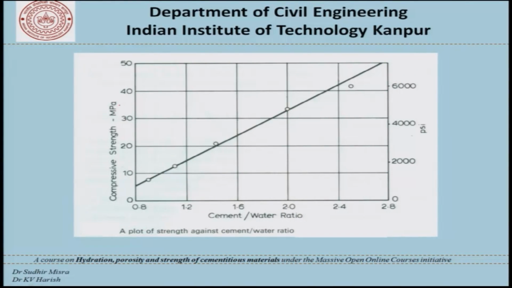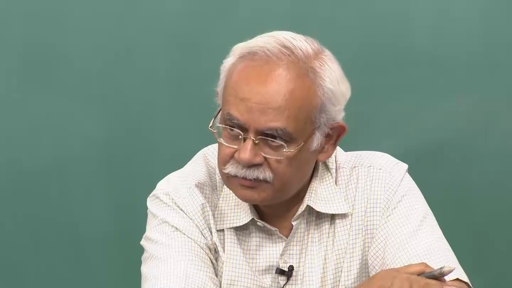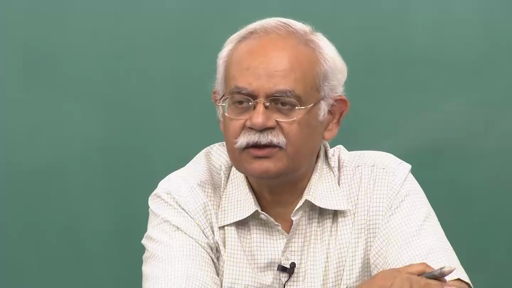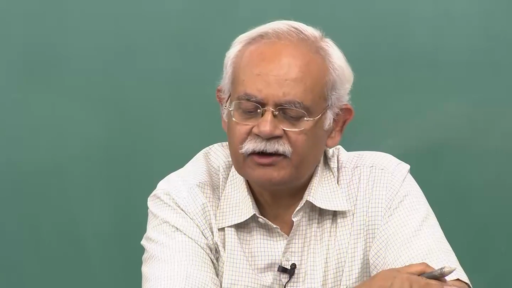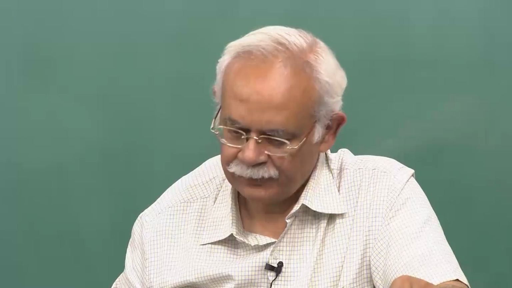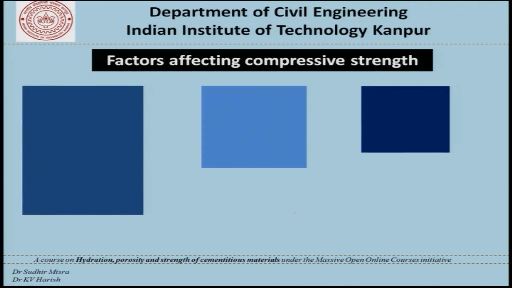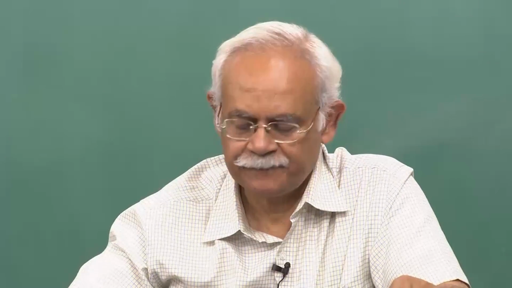This is yet another way of plotting the strength versus cement water ratio. Now, very often engineers and researchers have found this to be a fairly simple way of representing the variation of strength with water cement ratio. It is just the reciprocal of water cement ratio, and when we plot it, we get more or less a straight line. Now, let us spend some time and discuss some factors that affect the compressive strength of concrete.